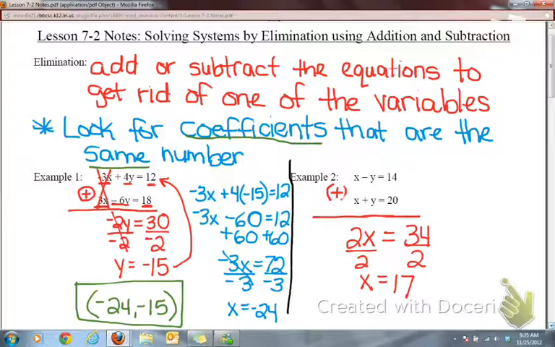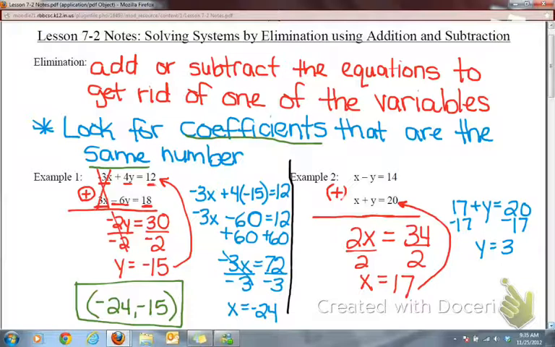If x equals 17, you can put that into either one of the top equations. I'm going to actually do the bottom one because it has a plus sign instead of a minus sign. That tends to make things easier. So if I put 17 in there for x, then that'll give me 17 plus y, because I don't know what y is yet, equals 20. But if you subtract 17, then y equals 3. And so your answer is the ordered pair 17, 3.